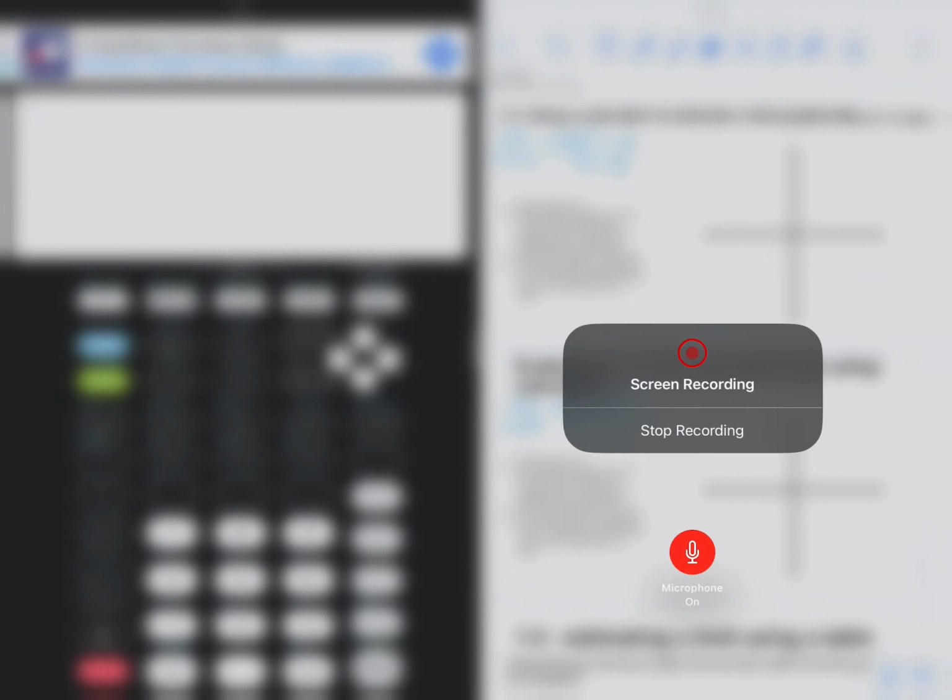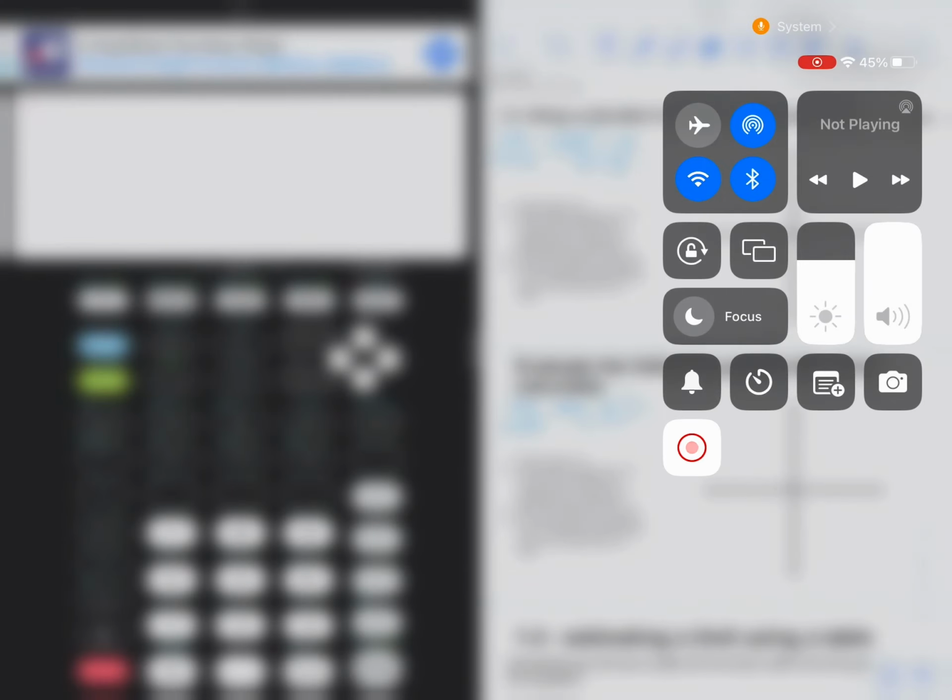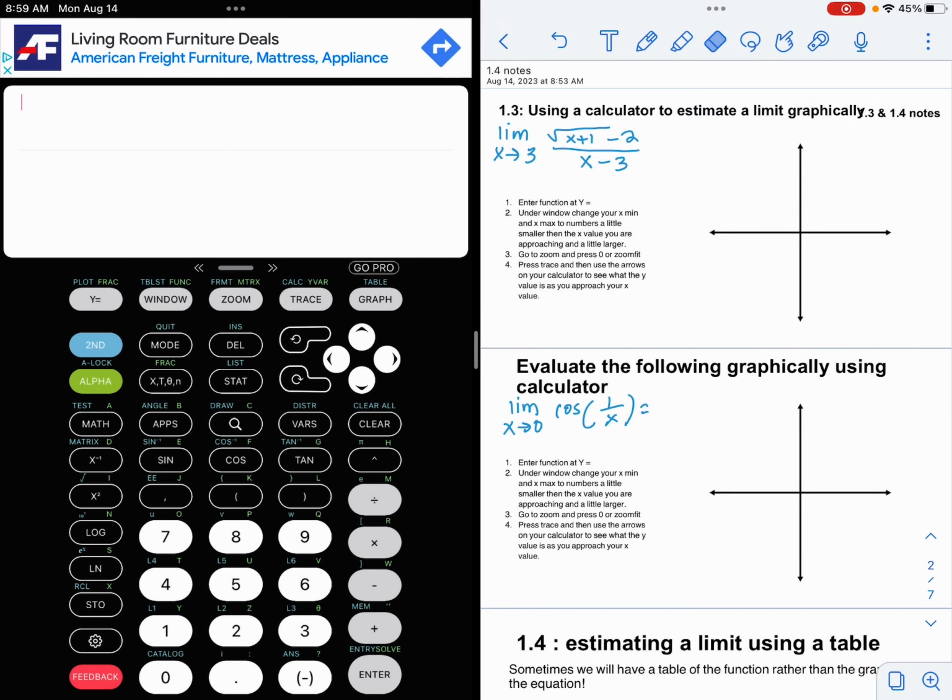Welcome to today's video. We are going to be going over 1.3 and 1.4 notes. 1.3 notes is a continuation of the last ones, except we're just going to be working with the calculator to graph things. And then 1.4 notes is estimating limits using tables.